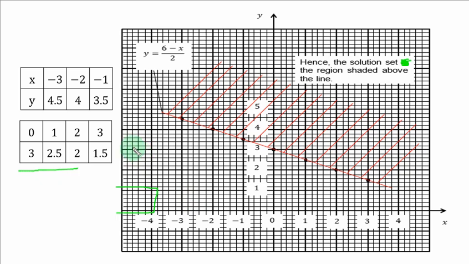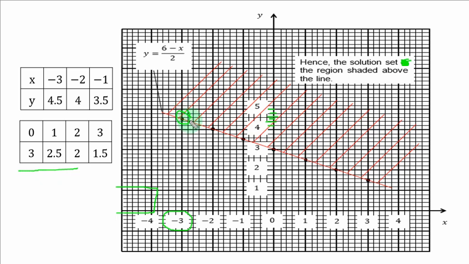So let's plot the first point. When x is minus 3, this is minus 3. So from 4, you have 4.2, you have 4.4, 4.6, 4.8, and you have 5. So 4.5 is in between 4.4 and 4.6. That is somewhere here. Then you plot the remaining points.